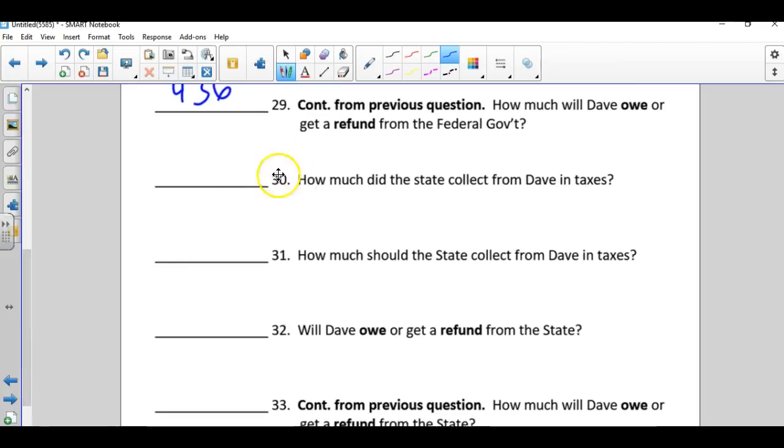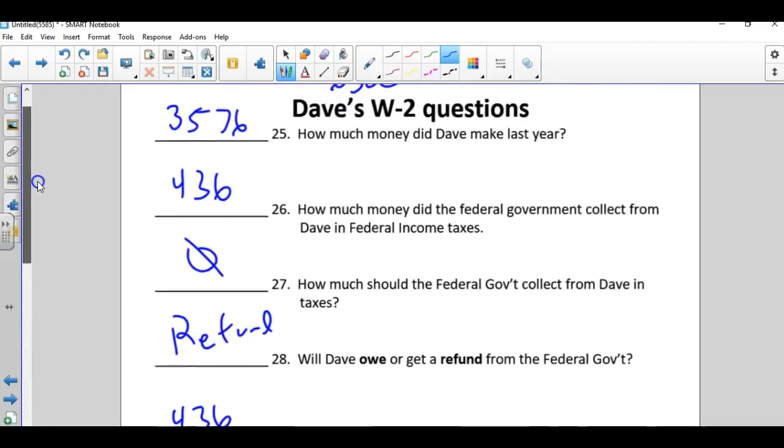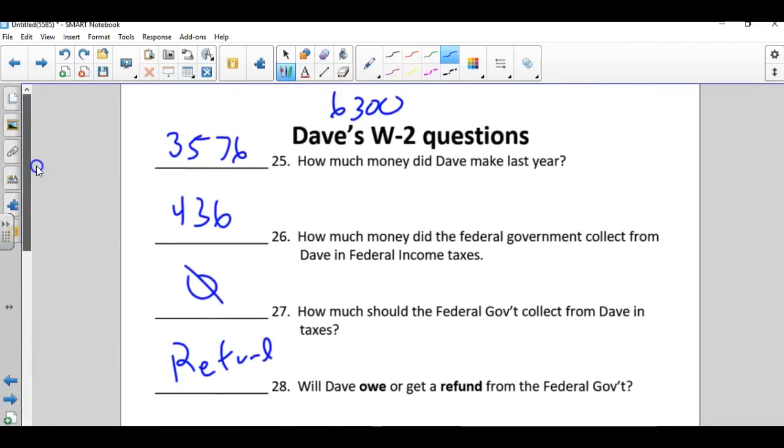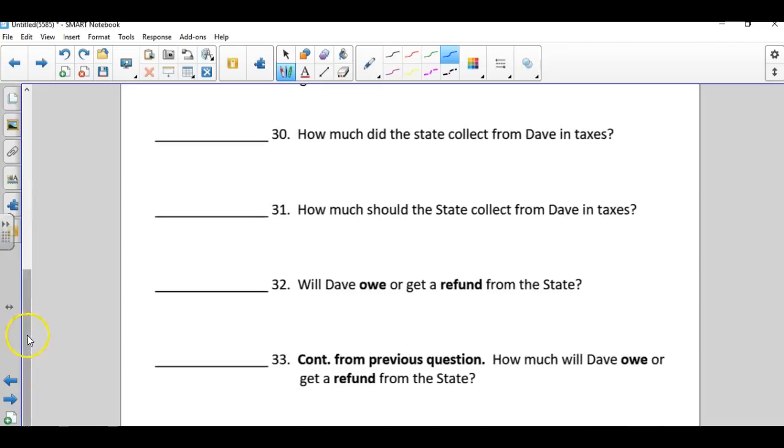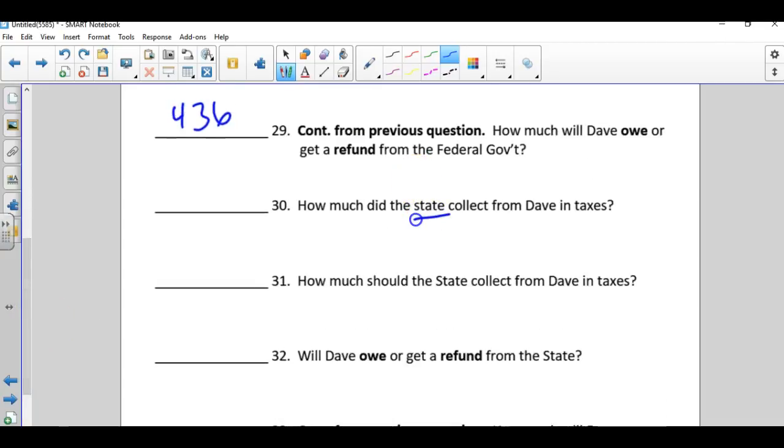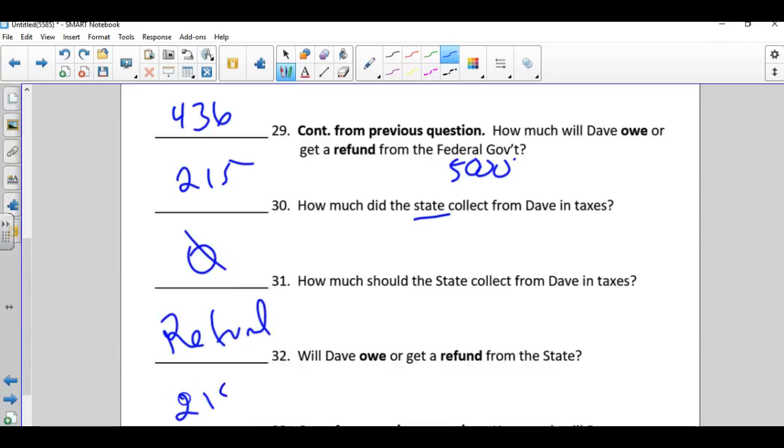Then when you look at how much they took from Dave and how much he made, again, the amount he made was $3,576. Well, that's also less than 5,000. Remember, for state, the secret number is 5,000. He made less than 5,000. So how much did they take? $215. Since it's less than 5,000, they shouldn't have taken anything. So again, he gets a refund of $215.